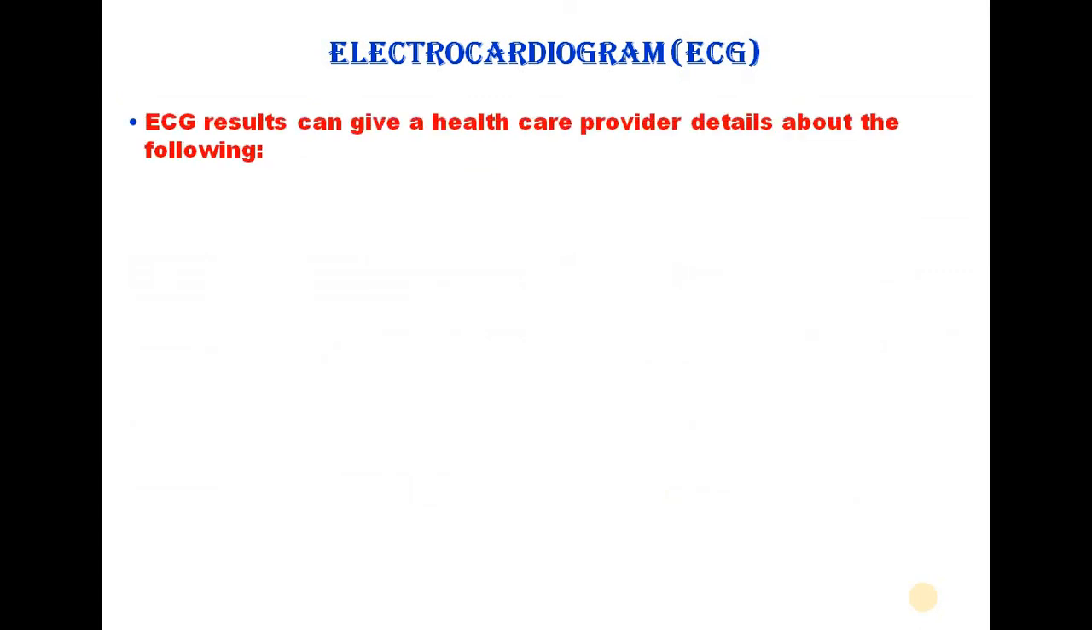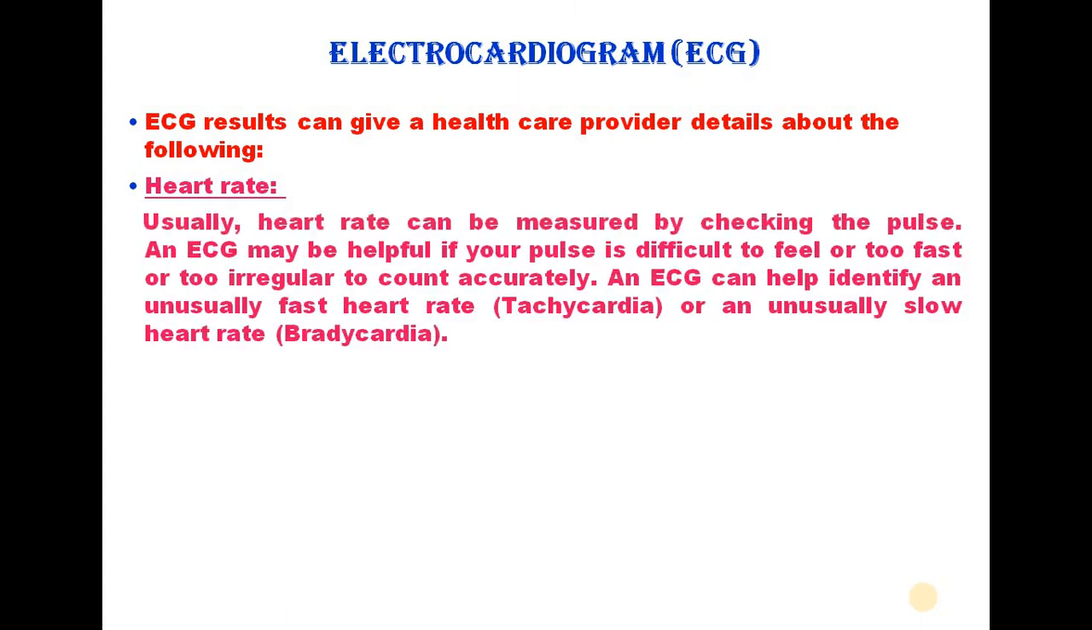Now let us see how this electrocardiogram helps a health provider to diagnose heart diseases. First, let us see about heart rate. Usually, heart rate can be measured by checking the pulse. An ECG may be helpful if your pulse is difficult to feel or too fast or too irregular to count accurately. An ECG can help identify an unusually fast heart rate termed as tachycardia or an unusually slow heart rate termed as bradycardia.